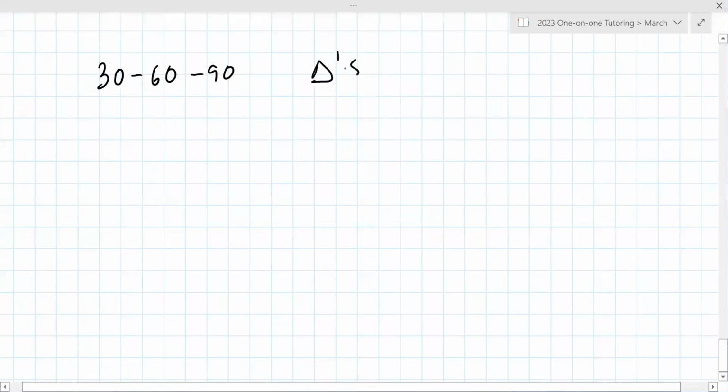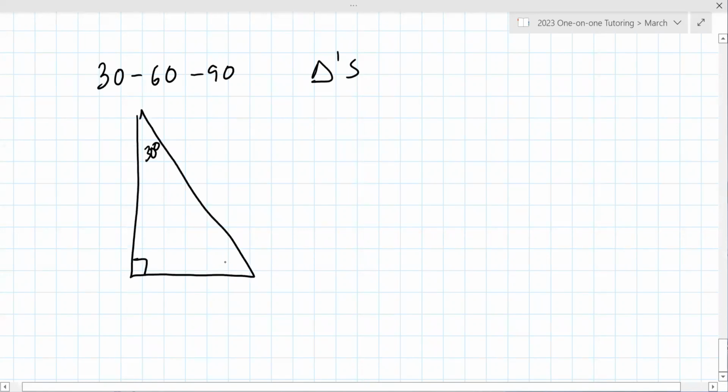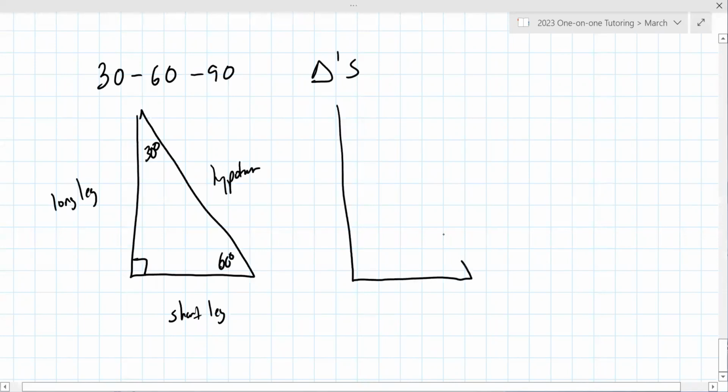These are doubly difficult. Those maybe didn't seem that difficult, but these do get a lot harder. So in a 30, 60, 90 triangle, 30 degrees is across from the short leg. 60 degrees is across from what's called the long leg. And the hypotenuse is always the hypotenuse. So here's the mapping of the reference triangle. The short leg is always x, the hypotenuse is 2x, and the long leg is x square root of 3.